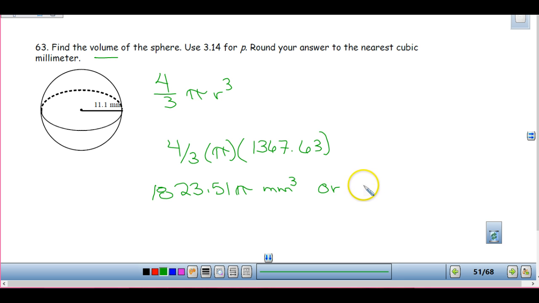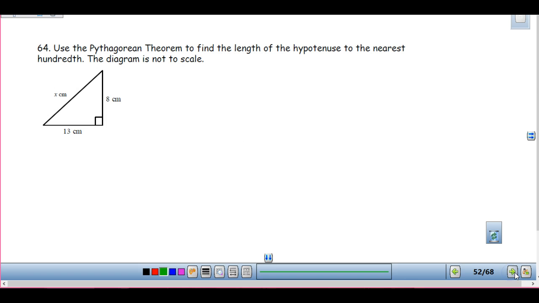Or multiply that guy by pi and you're going to get 5728.72 millimeters cubed for your sphere. Okay, straight up Pythagorean theorem, a squared plus b squared equals c squared. So we have 169 plus 64 equals x squared.